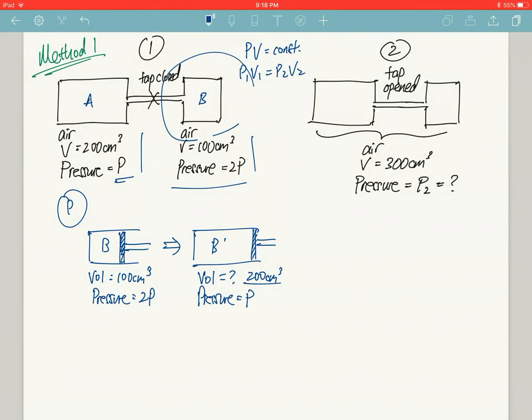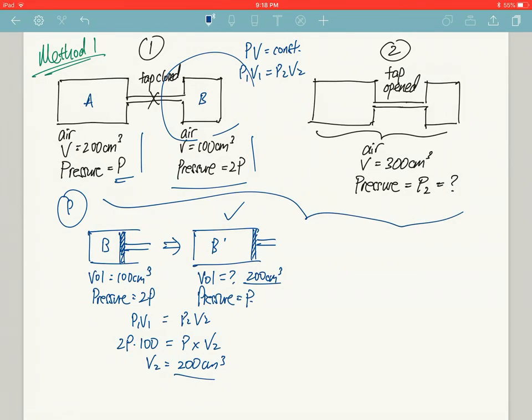But if you are not sure, you can apply P1V1 equals P2V2, where the pressure is 2P, the volume is 100, and the pressure in this scenario is P times the volume, which is what you want to find. So the volume will be 200 cm cube. You can consider cylinder B to be this scenario also, because the number of air molecules, everything is still the same. So having done that, you can consider scenario 1 and 2 now.